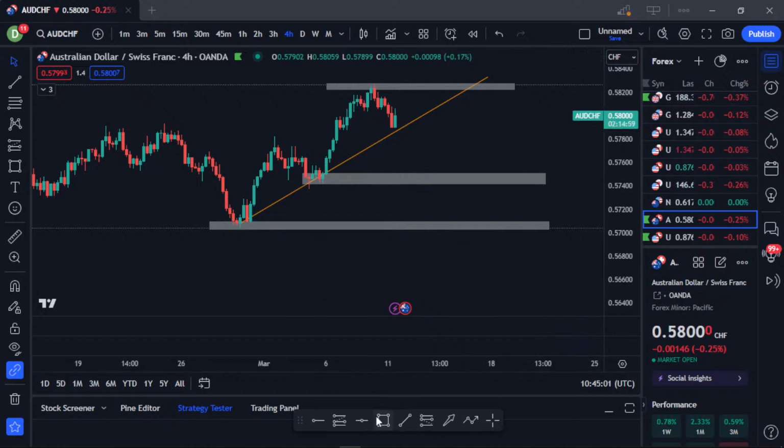So now I'll be looking for how to sell this market if the market gets here. So I'll be selling AUDCHF if the market can get here and then print a rejection. The reason I'll be selling from here is because, let me go back.